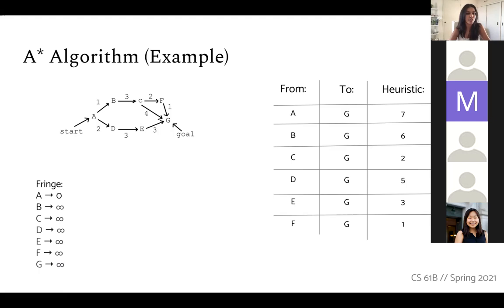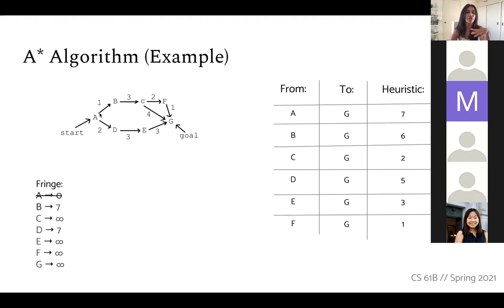So the first thing that we're going to do is put in A with a distance of 0, because to get to A from A costs us nothing. And we are going to pop A and update its children. So our children in this case, or it's not children, it's neighbors, are B and D. Now to get to B from A costs us 1. However, we still have this idea of a heuristic value, so we actually have to incorporate that. The heuristic to get from B to G is 6. And so we're going to add that to our fringe along with the actual weight.